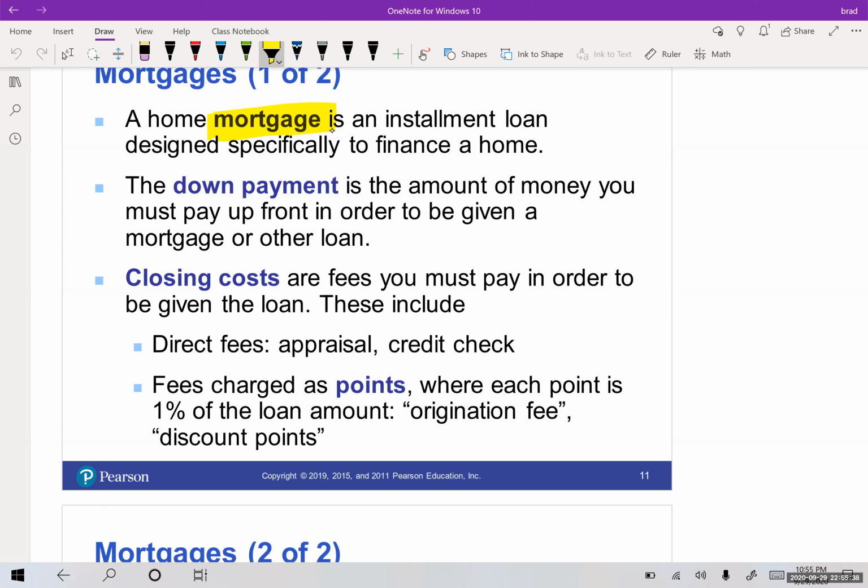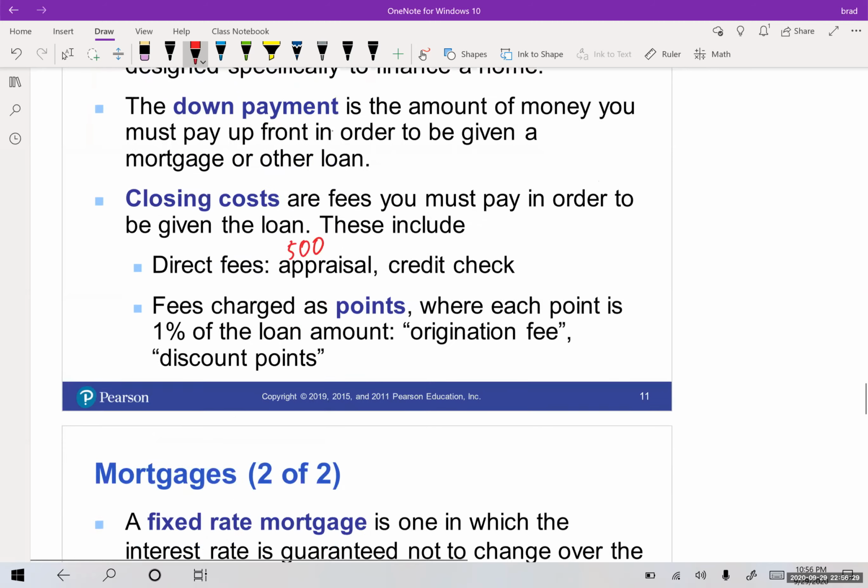Fees charged as points, where each point is 1% of the loan amount, origination fee, discount points. So sometimes they'll tell you they're going to give you this amazing rate, but in reality, you have to give them money to buy your interest rate down. So you might have to give them, like $5,000 to buy the interest rate down to 1 point lower or 1.5 points or something like that.